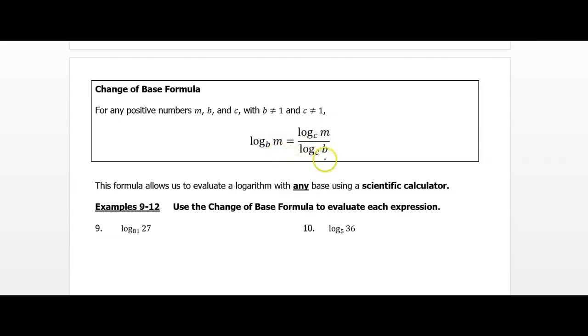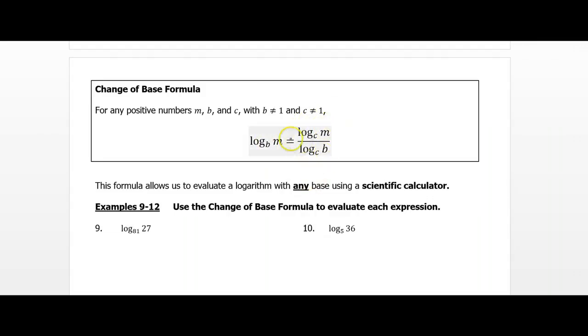What this formula basically says is you can evaluate any logarithm, no matter the base and no matter the argument, by choosing another base, in this case c, and doing the log of the argument divided by the log of the original base, b. The reason this is useful is because, as I talked about in the last video, your scientific calculators are only set up in base 10. This formula allows you to evaluate a log of any base, let's say base 12, by converting the logarithm to two other logs, both in base 10, and doing some dividing.